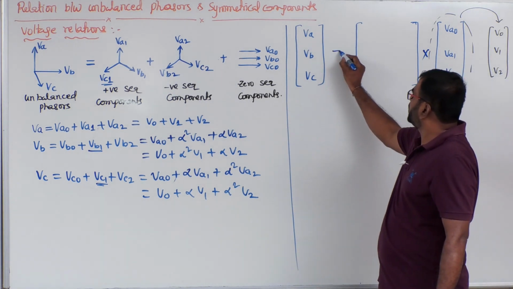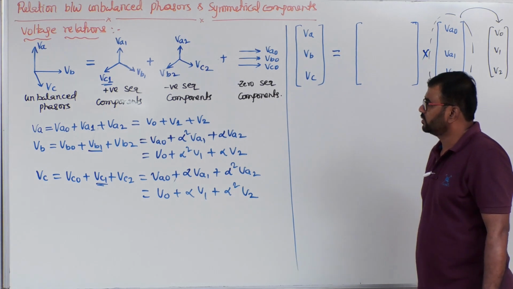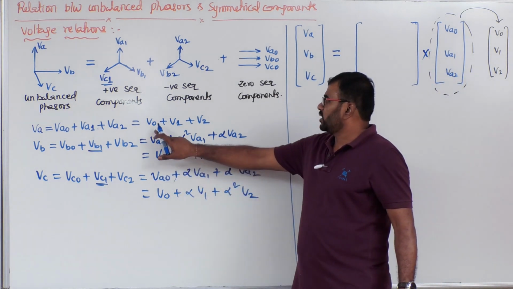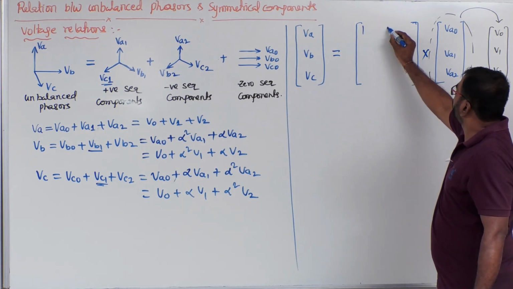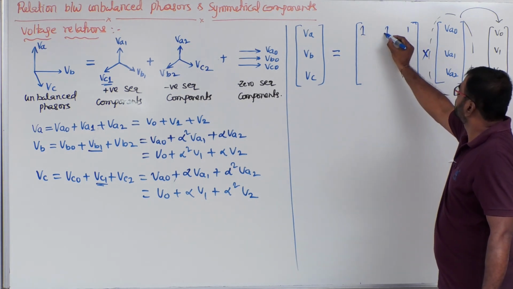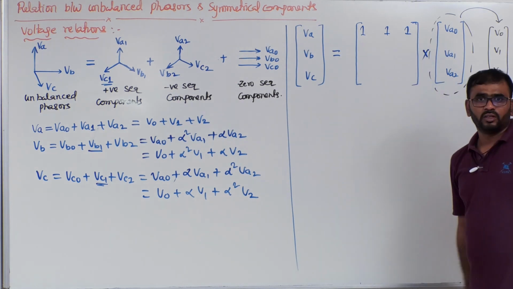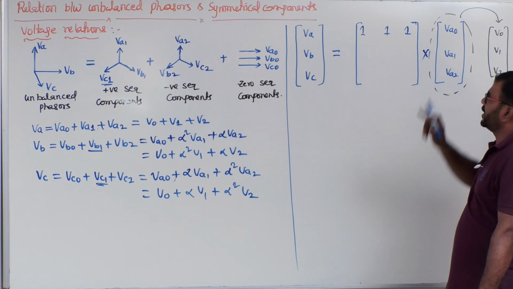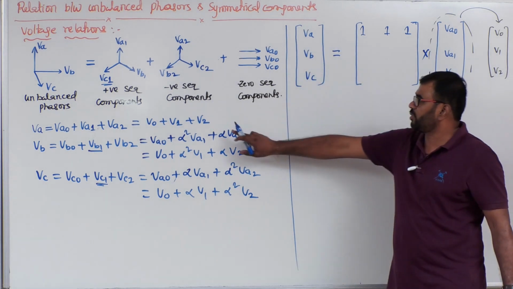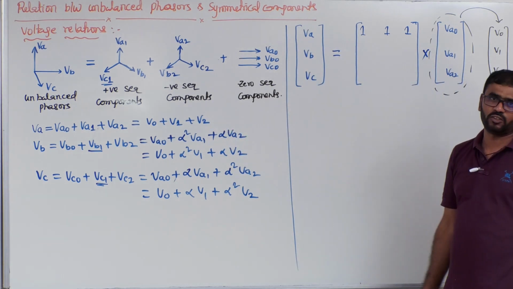Anyway, have a look here now. What is VA, VB, VC? Check. VA equals VA0 plus VA1 plus VA2. That means I can write 1, 1, 1 here. Have a look please, everybody. VA0 plus VA1 plus VA2. We get VA. The same relation we obtained using this matrix form.